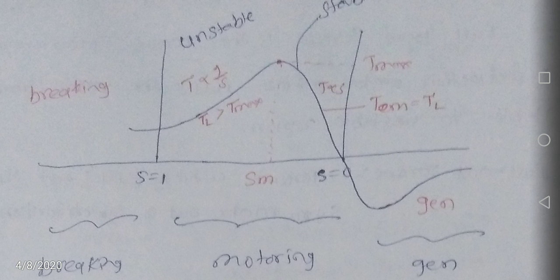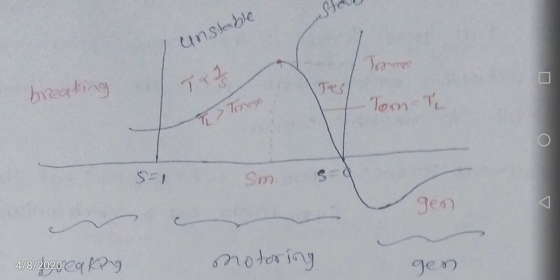So the rotor reactance S X2 is greater than the rotor resistance. So T proportional to 1 by S is considered. In that, 1 by S is a hyperbola, a rectangular hyperbola, and this is at the starting condition.